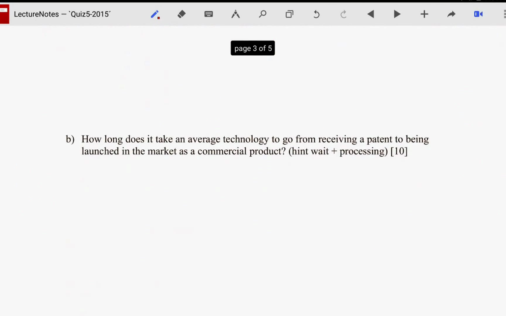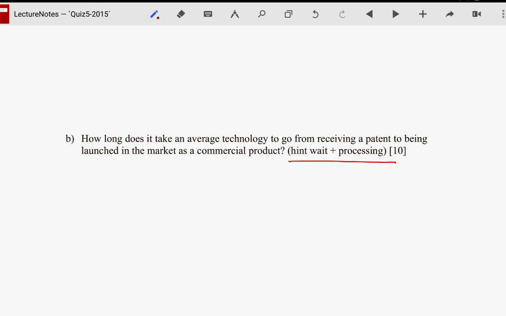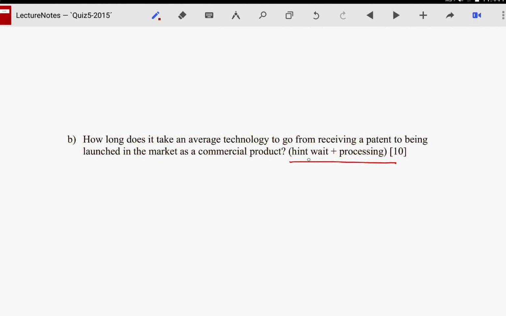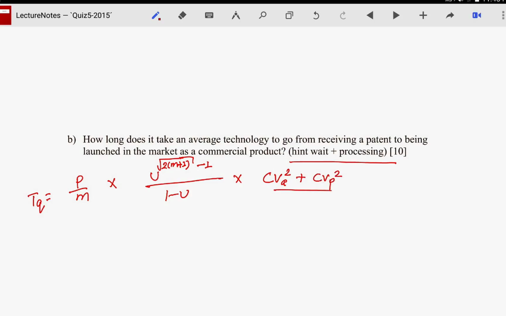How long does it take on average? Again, it's an easy TQ problem. The interesting part is that the total is wait plus processing, but let's find the wait part first. TQ is P over M times U to the power of the square root of 2(M+1) minus 1, divided by 1 minus U, times CVA squared plus CVP squared divided by 2. The processing time is usually given, pretty straightforward. M is 5, and the utilization you just calculated was 80%, 0.8.